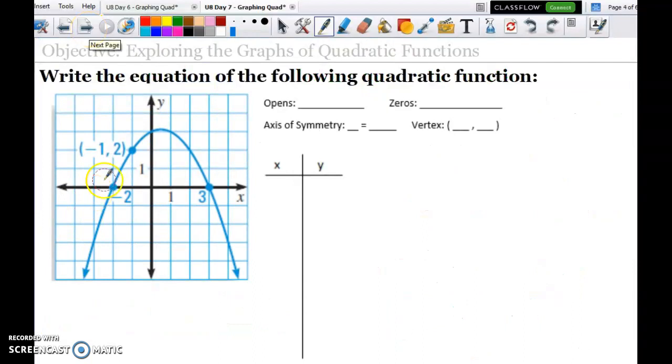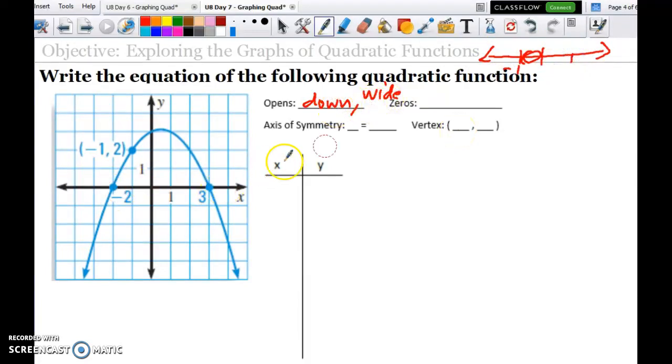Well, this one, we have a graph, we have no equation, so it says to write the equation of the graph. Well, it opens downward, we know that for sure, and it looks a little wider than normal. So I'm going to guess, I don't know for sure, but I'm going to guess that my a value is probably between 0 and -1. It's going to be somewhere in here because it's wider, and it's opening down.